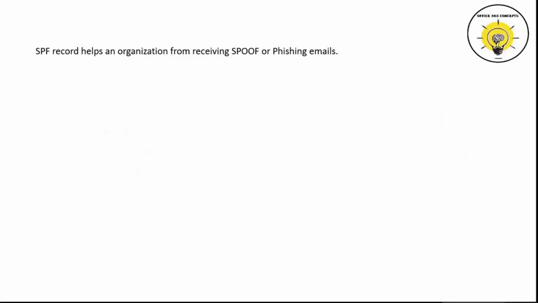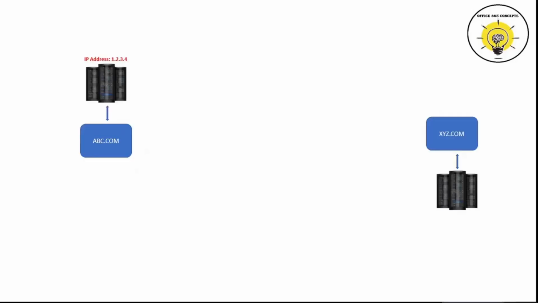If we go by definition for SPF record, an SPF record helps an organization from receiving spoof or phishing emails. But the question arises, how does SPF do it? Let's assume that we have two different organizations, abc.com and xyz.com. One of the users from abc.com, Bob at abc.com, wants to send email to a user in xyz.com.